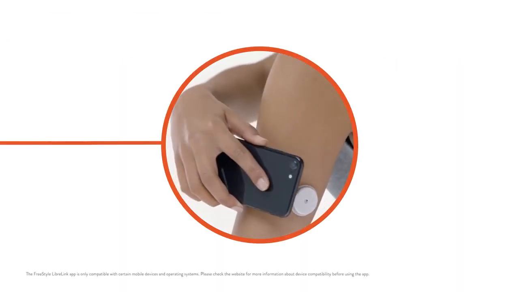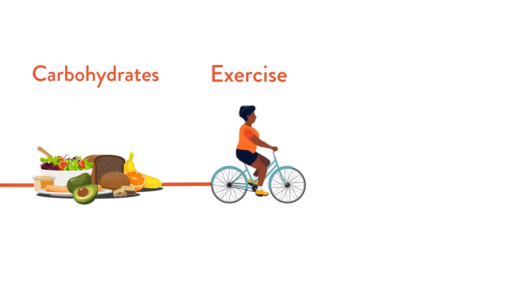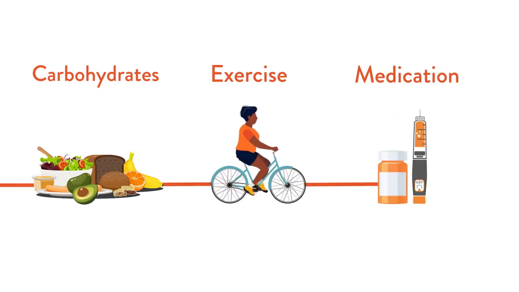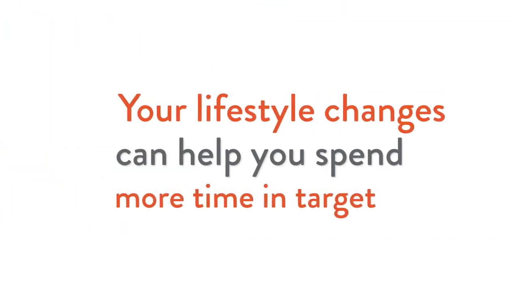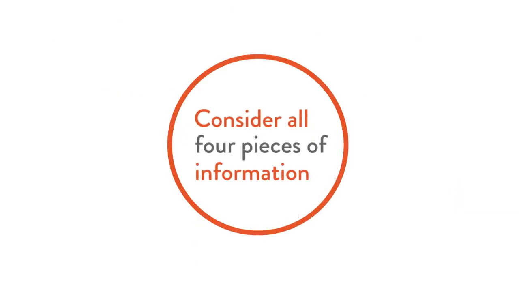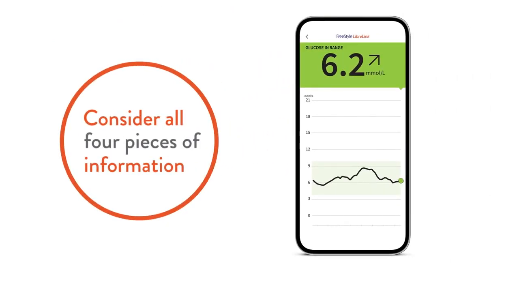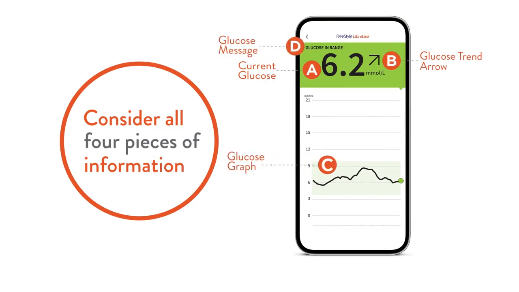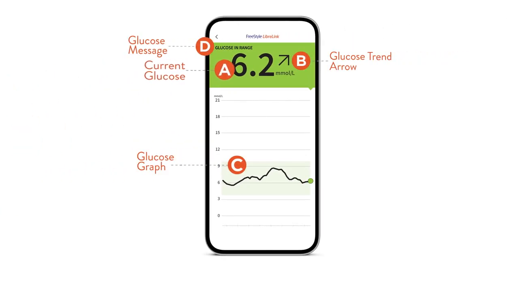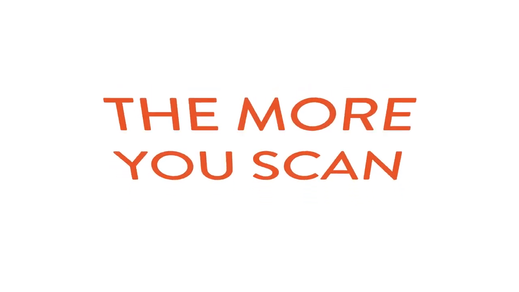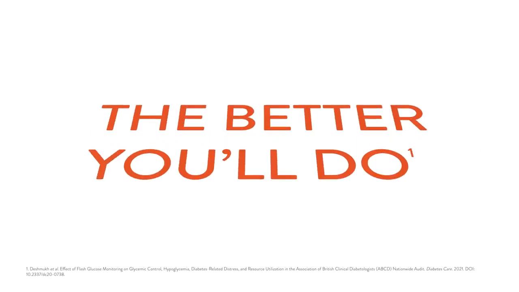You've been great at playing along, so let's summarize. It is important to scan often so you can learn how different foods, types of exercise, and medications can change your glucose. Your lifestyle changes can help you spend more time in target range. And remember to look at all 4 elements of your scan: where you are, where you're going, and where you've been. The more you scan, the more you'll learn and the better you'll do.